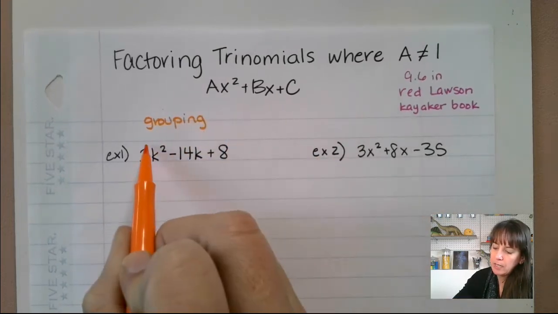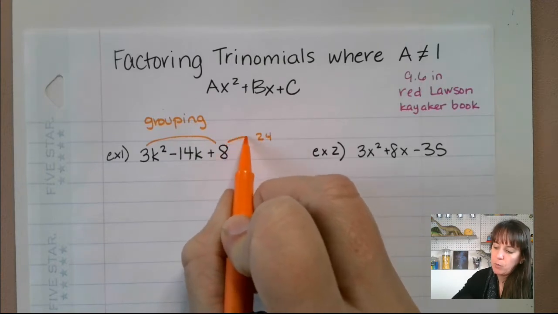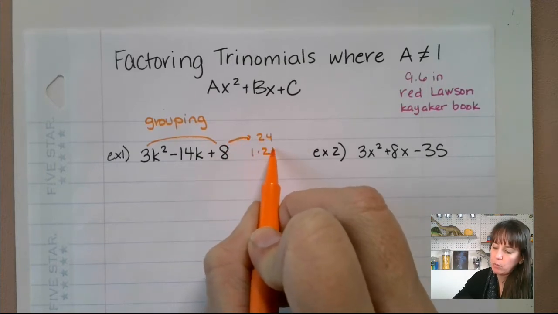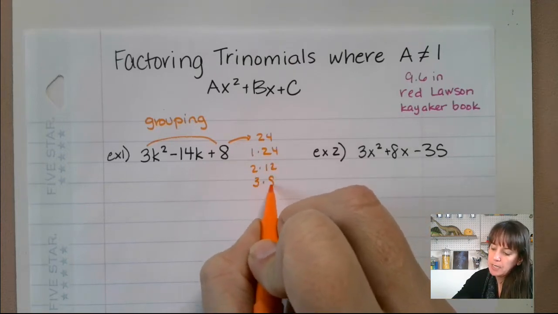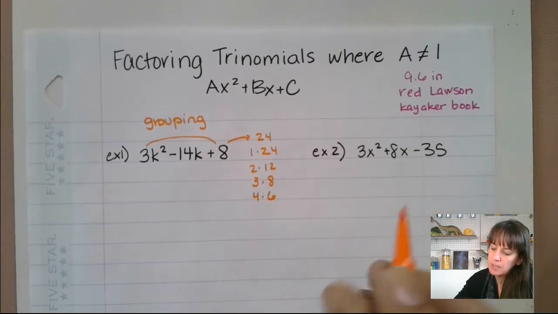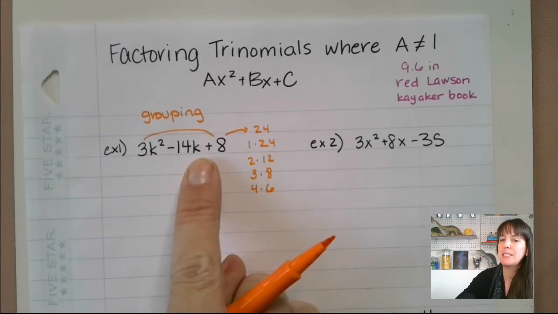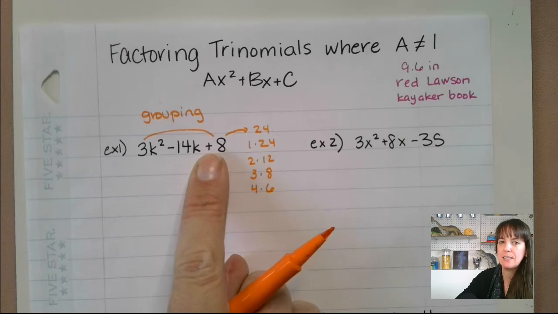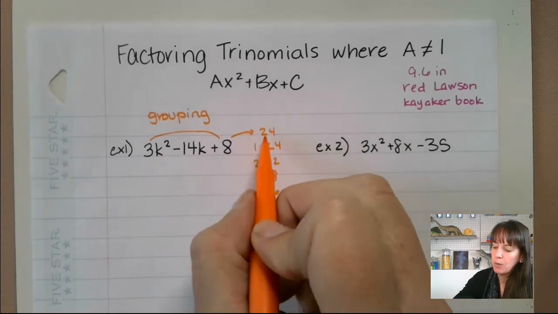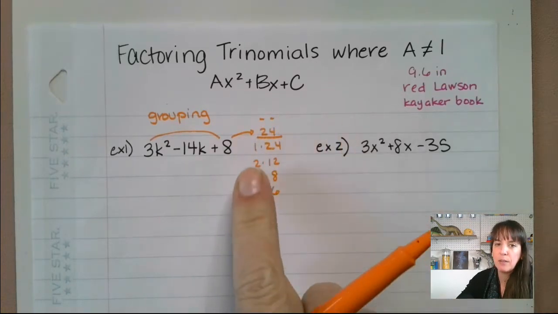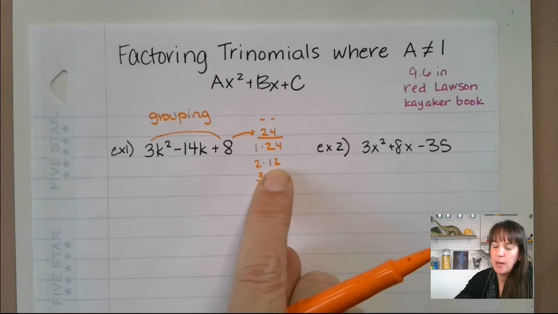Okay, so we take 3 times 8, which is 24. And we write all of our factors of 24. 1 times 24, 2 times 12, 3 times 8, 4 times 6. Okay. So now the second thing I have to do are my signs. Remember, we look at the last sign. This tells us same signs. This tells us negative, negative. So I'm going to be needing a negative, negative that gives me negative 14. Well, if you look here, I've got a negative 2 and a negative 12.